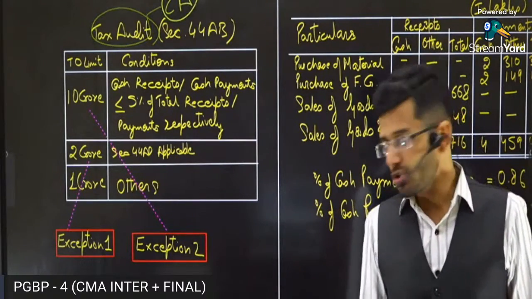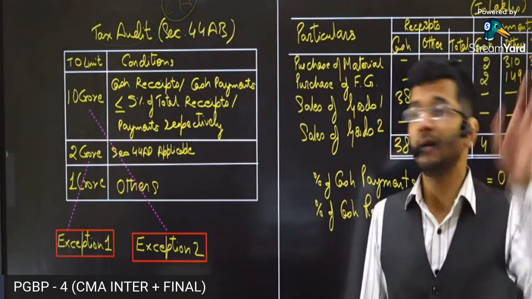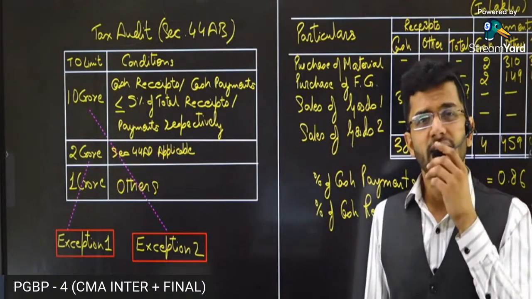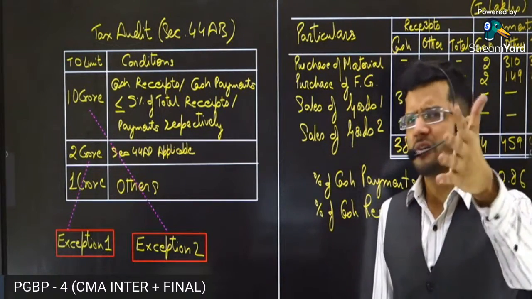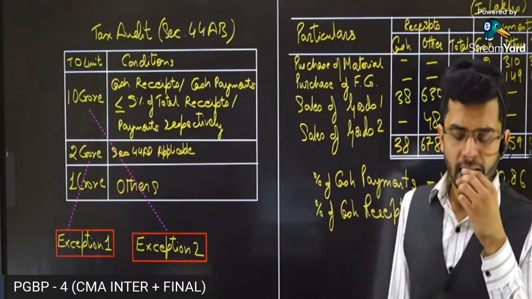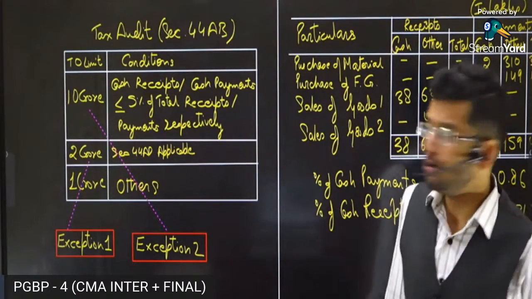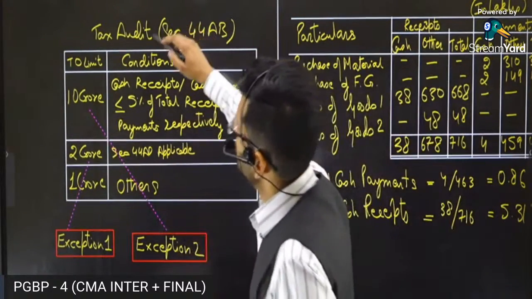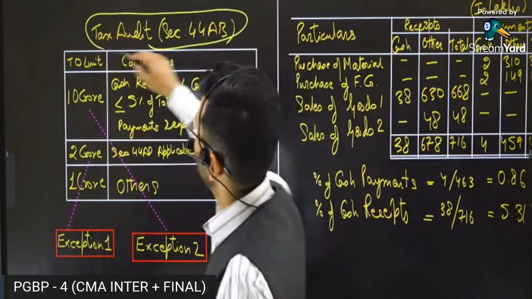It will not focus on any other compliances, any other ROC compliances, or internal audit and internal controls compliances. The tax auditor is not bothered about all those things. The tax auditor is only and only bothered about your tax compliances. So who all are required to get their tax audit done?